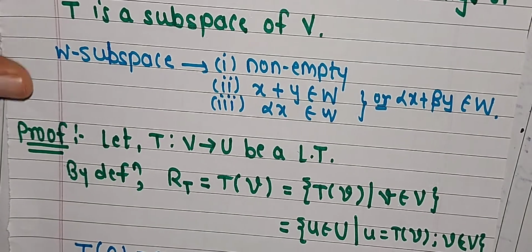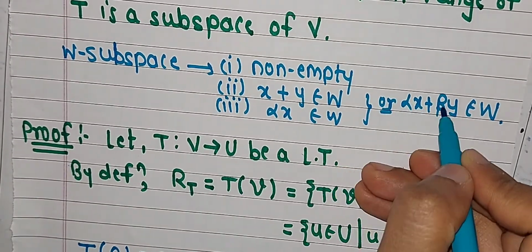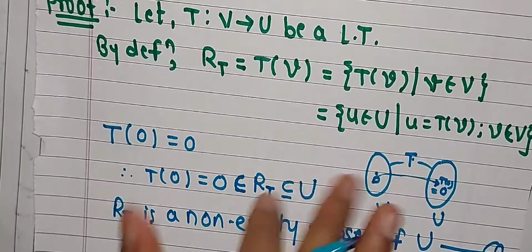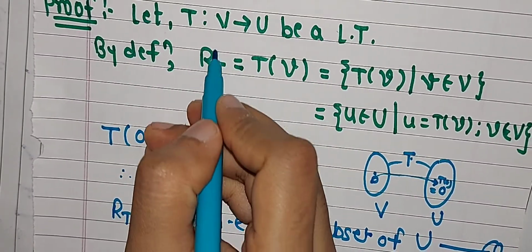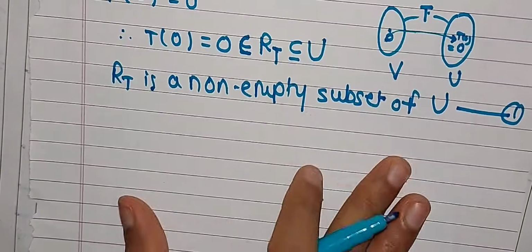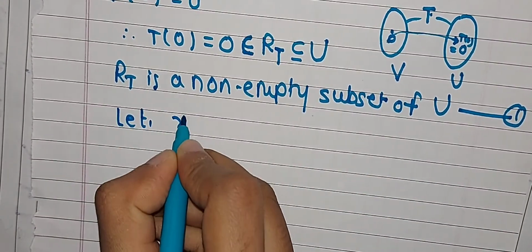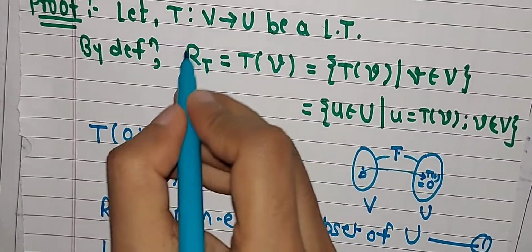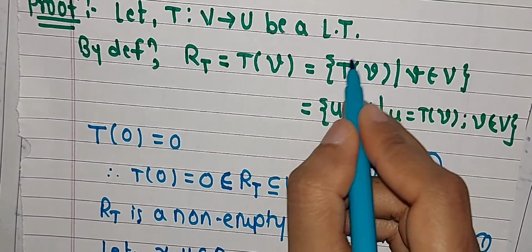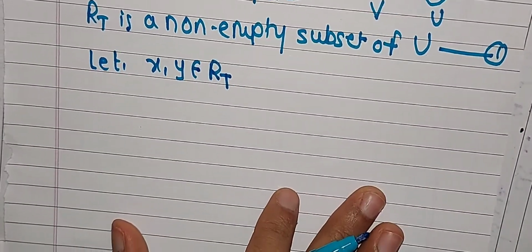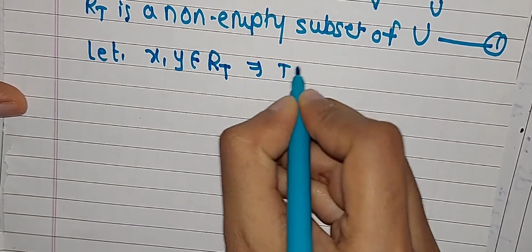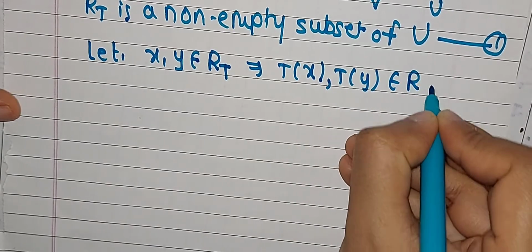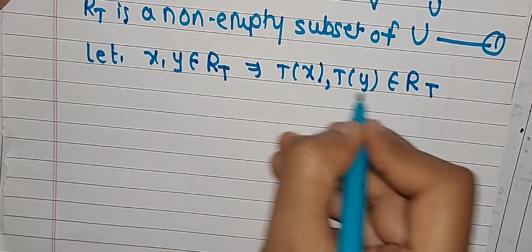Okay, to prove the second and third conditions, we will go through this condition. For that purpose we will consider two scalars and similarly two elements from our given set. So here we have the set R of T, therefore we will choose two elements from this R of T. So let x and y both belong to the domain, and the range of T contains all the elements of the type T of x, T of y, which belong to R of T. Okay, this is possible because of our definition.